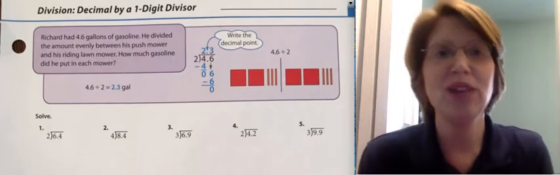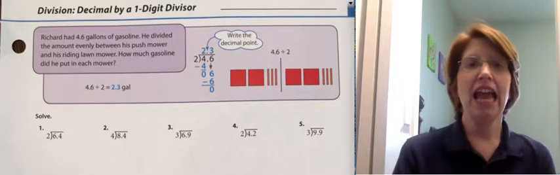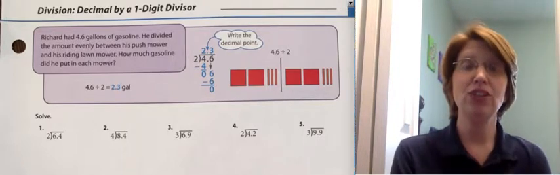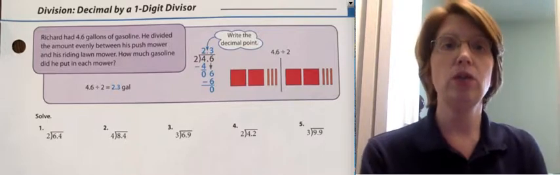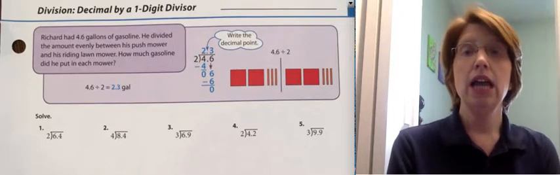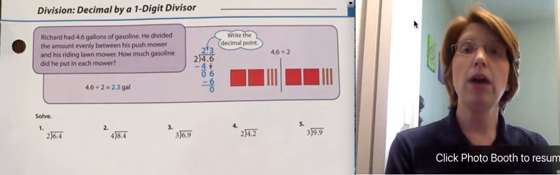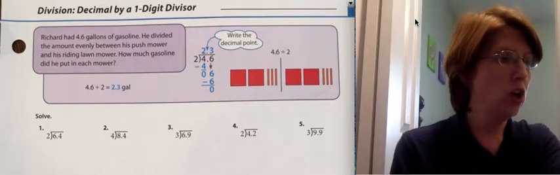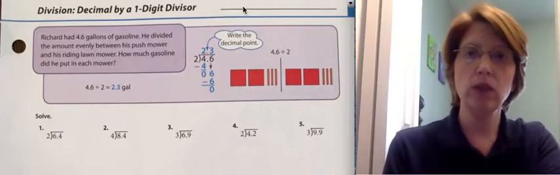Okay, we are ready for math today on Wednesday, April the 29th. And if you look at the top of the page, you'll see that today we are going on to division. We have been talking about multiplying decimals, and now we are dividing a decimal by a one-digit divisor. So this is page 307 in your book, page 307.